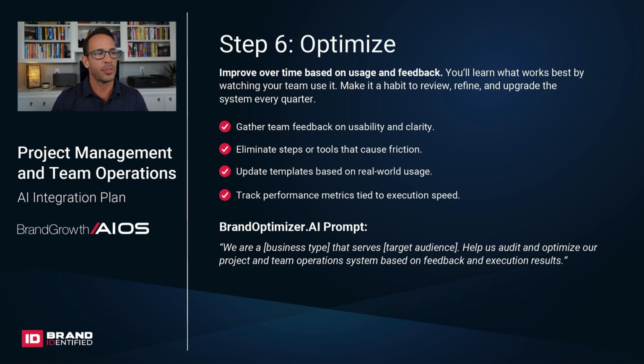You do this by gathering the team feedback on usability and clarity, eliminate steps or tools that cause any friction, update templates based on real-world usage, and track performance metrics tied to execution speed. And then finally, as always, I've given you another BrandOptimizer.ai prompt for step number 6.